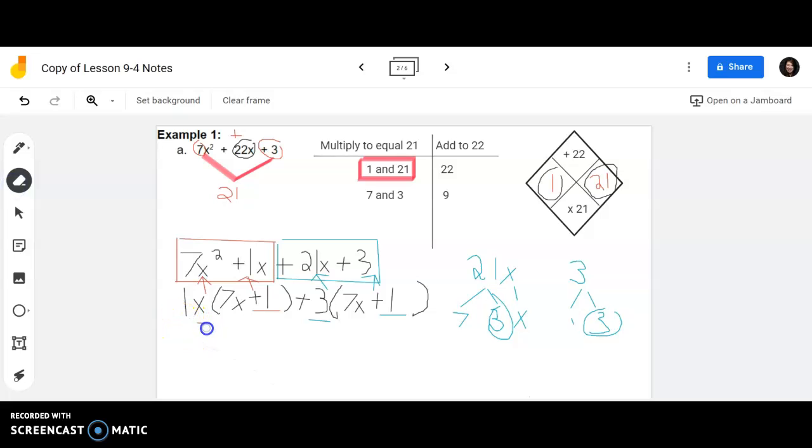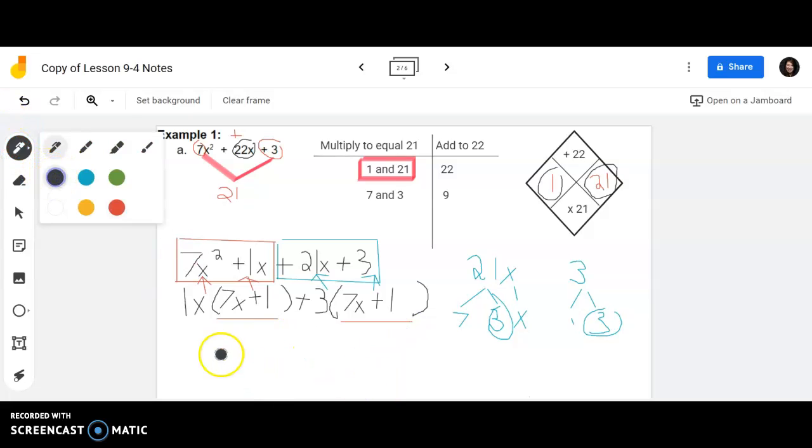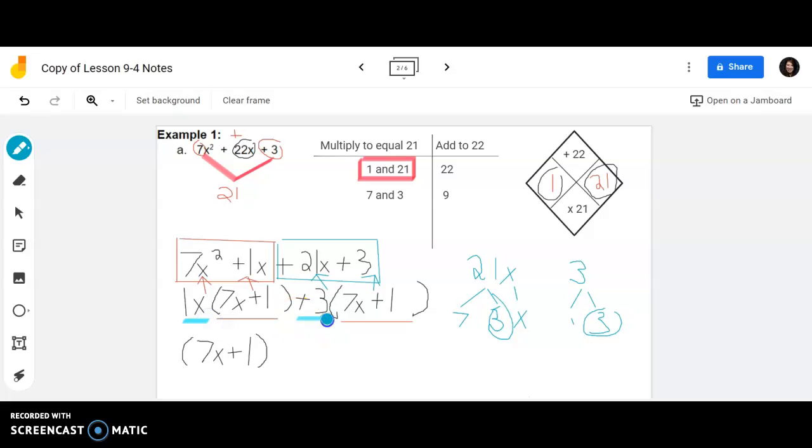Now we're basically done, but I want to show you a way to always check to see if you're right. Notice how what's in the parentheses is the same. So if you see here, in the parentheses, we have 7x plus 1 and 7x plus 1. That's correct. That's how it should be. Whatever's in the parentheses should be the same. So we have 7x plus 1. That's going to be one of our factors. And then the other factor is going to be what's left over, 1x plus 3. So our other factor is 1x plus 3.